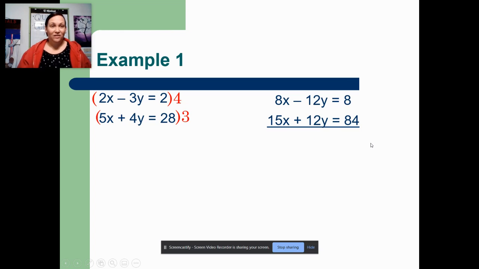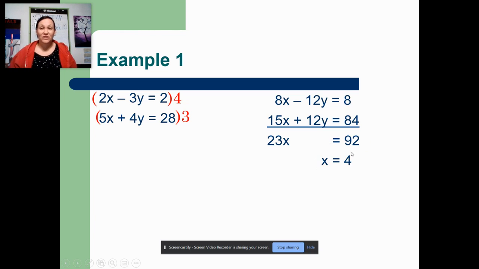We're adding straight down, right? So remember, everything is adding. So 8 plus 15 is 23, and then 8 plus 84 is 92. And we're ready for our first answer. Our first answer is x equals 4. I divided by 23 on both sides.